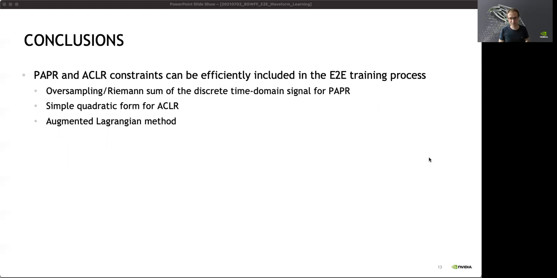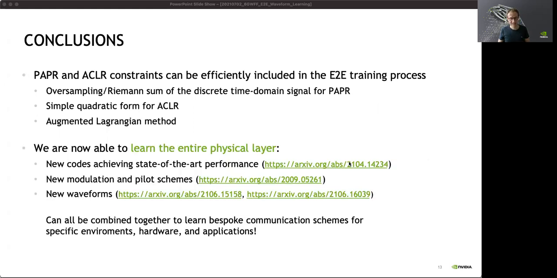And I'm excited about the possibilities that this offers for various applications. Now, looking forward, I believe that this was essentially the last missing piece to learn entirely new physical layer schemes. So we can now learn new codes that achieve state-of-the-art performance. So I think this whole idea of turbo autoencoders is very exciting. We can learn new modulation schemes and bit labelings together with a receiver that allows us to get rid of pilot tones. And we can now also learn new waveforms.